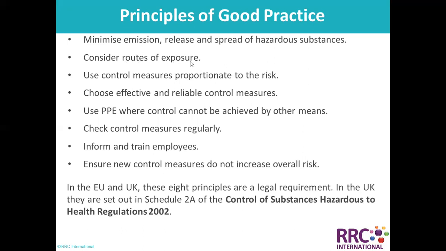Now consider routes of exposure and use controls proportionate to the risk. Choose effective and reliable control measures. Use PPE where control cannot be achieved by other means. Same things, the hierarchy of control you need to apply. Inform and train employees, and ensure new control measures do not increase overall risk. And what regulations do you have to follow? The Control of Substances Hazardous to Health regulations, Schedule 2A. The COSHH regulations will help you in managing chemicals, all sorts of risks or hazards.